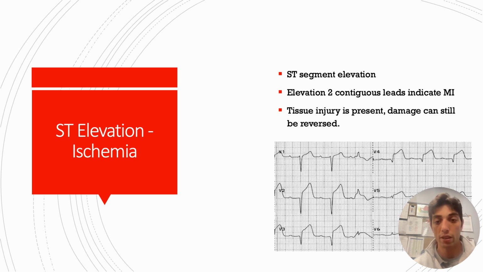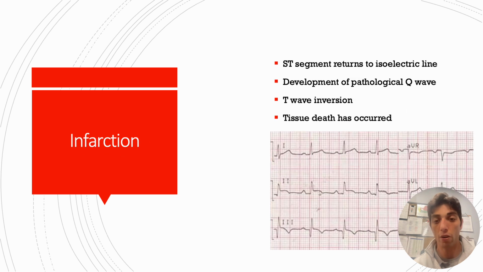ST elevation ischemia: what you're seeing is now elevation in 2 contiguous leads, which indicates an MI. There's still tissue injury there, but the damage can be reversed. So we're calling a cath lab activation if there's 2 contiguous leads of elevation. So leads 2 and 3 would both be inferior leads. If you had 2 millimeters of elevation there, you're okay to call a cath lab.